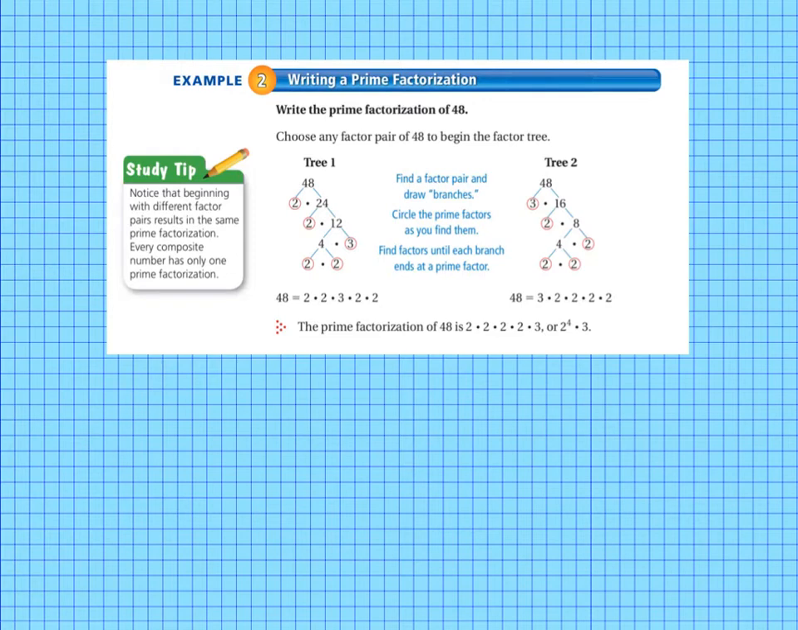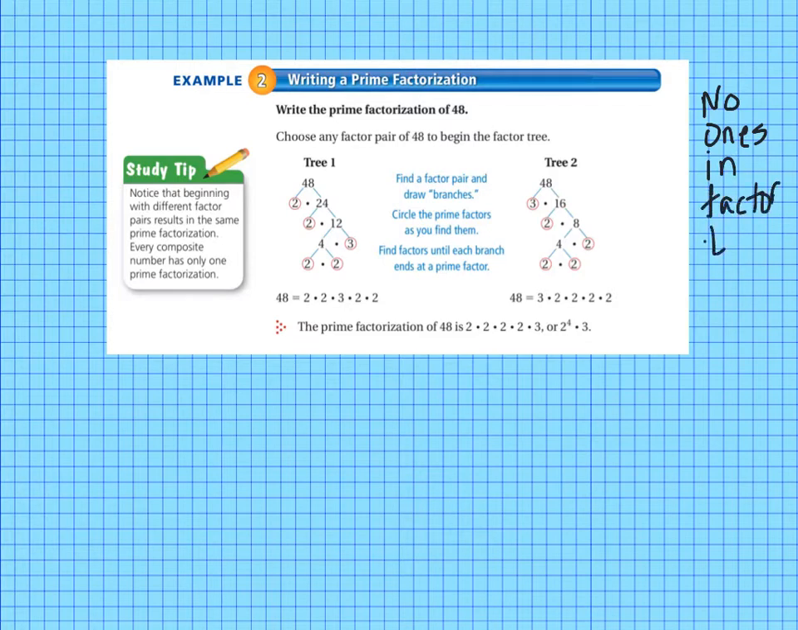Now we're going to write a prime factorization. So you have to be pretty solid on your factors and your factor pairs in order to write a prime factorization. One of the rules of factor trees is that there are no ones allowed in factor trees. So make a note of that in your notebook. No ones in factor trees.